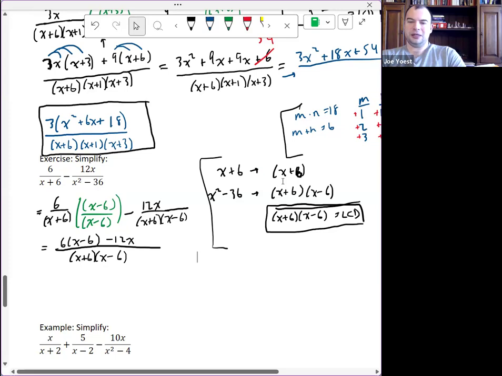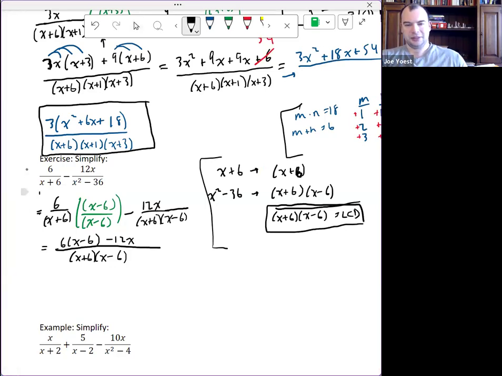That's the building block that I need for that first denominator. My second denominator, x squared minus 36, can factor into x plus 6 times x minus 6. That's a difference of two squares. And I see my LCD ends up just being x plus 6 times x minus 6. So I bring down my 6 over x plus 6. What do I need to multiply x plus 6 by to make my LCD? Well, that would be x minus 6.